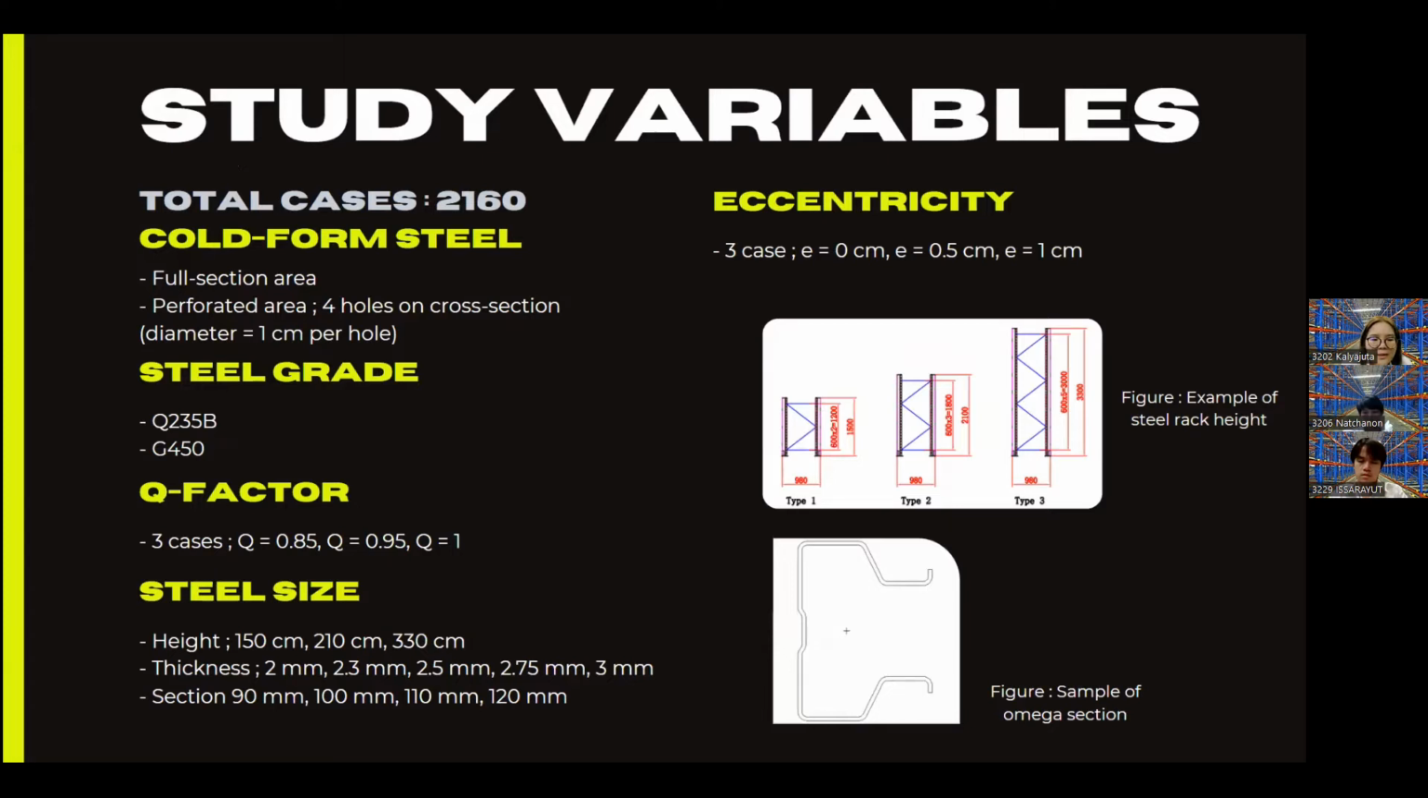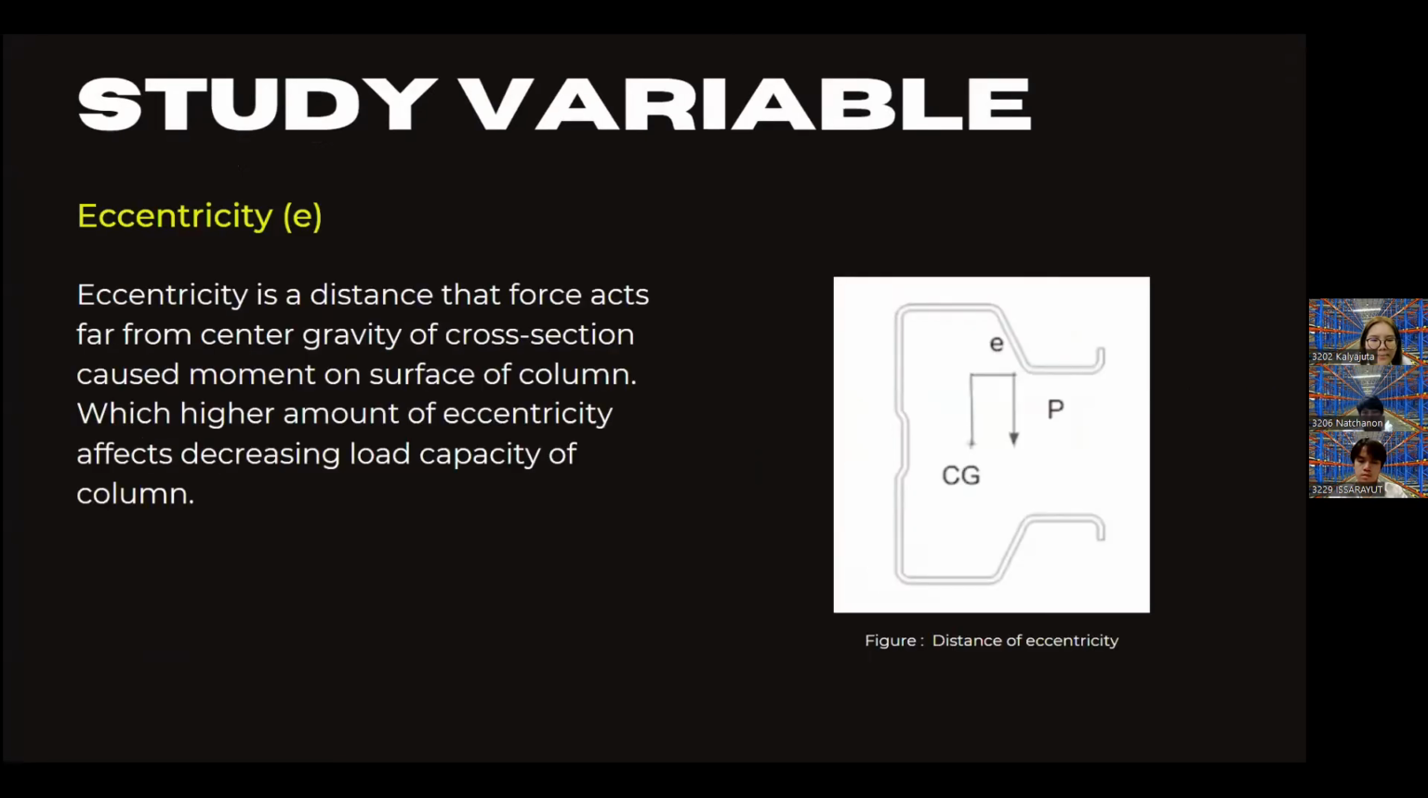We have to consider the Q factor, steel size, and eccentricity. Eccentricity is the distance that the force acts away from the center of gravity of the cross-section, causing moments on the surface of columns, and a higher amount of eccentricity decreases the load capacity of columns.